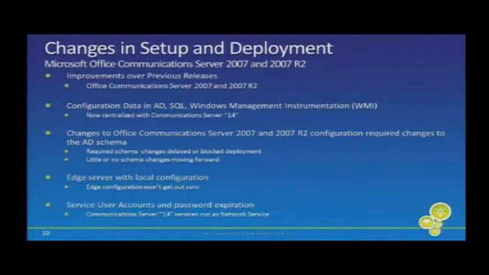We'll talk very briefly around the changes in setup and deployment. Some of the issues that we saw in 2007 R2 was that configuration data, for example, is stored in various locations. You have some in Active Directory. Some of that configuration data for the pools, for example, is stored in SQL. And yet additional configuration data was accessed or stored via WMI. This made it relatively difficult to have a single method for interfacing or changing objects and parameters in 2007 R2.